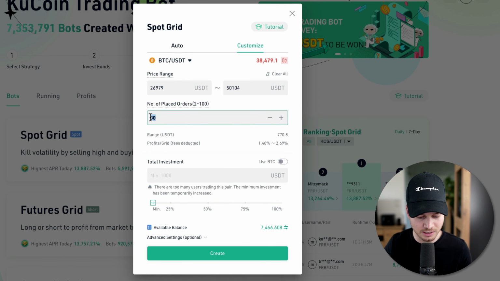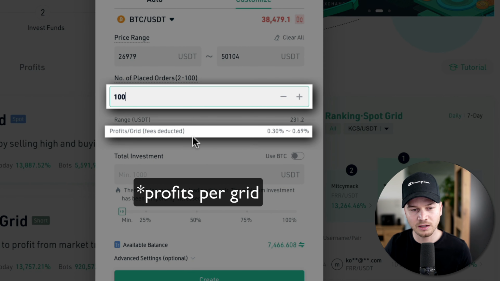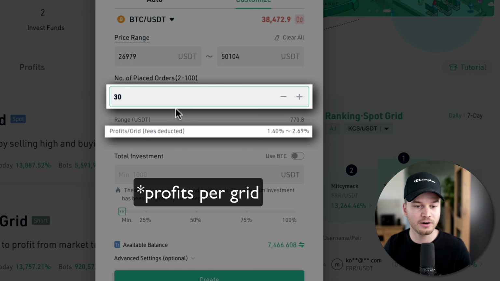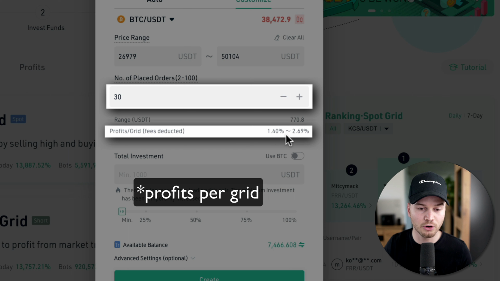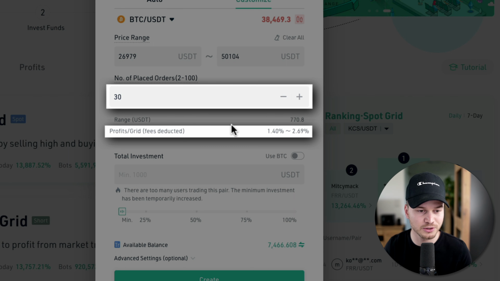And as you can see right here, when it's at 100, the estimated profits with the fees deducted is 0.3% to 0.69%. However, if we reduce this to, for example, 30, the estimated profits increase to 1.4% to 2.69%. So obviously, the more trades you do, the more of your profits will be taken by KuCoin itself. So I would just reduce the number of trades right here to like 30 or something.